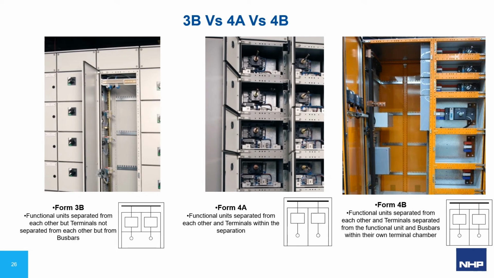As a means of comparison, we can now see the three forms in standard construction side by side. Form 3B with terminals open in a cable zone, Form 4A with the terminals housed with the functional unit, and Form 4B with terminals separated from the functional unit in the cable zone with individual IP2X covers.